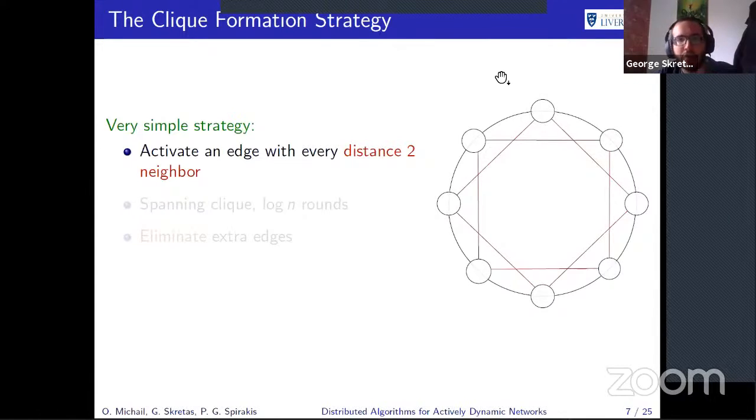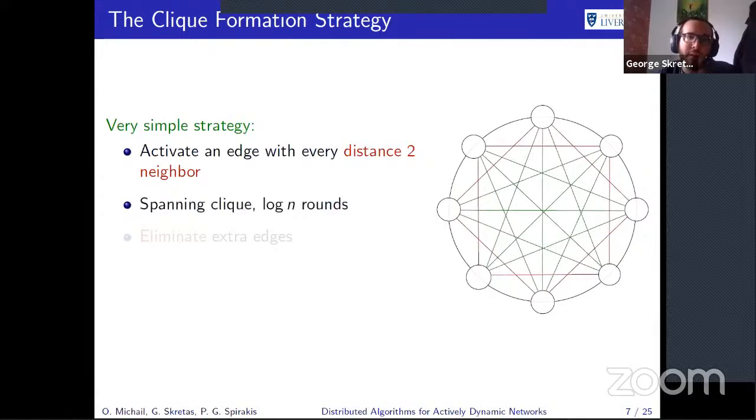Then in the next round, we do the same thing. So if we keep doing that, no matter what the initial network is, after log n rounds, we will always have a spanning clique. So if we want to go to any kind of target network, we can just eliminate the extra edges at the end, and we arrive at that.